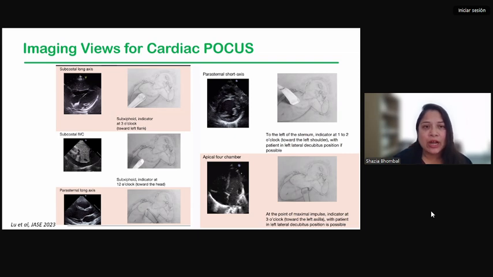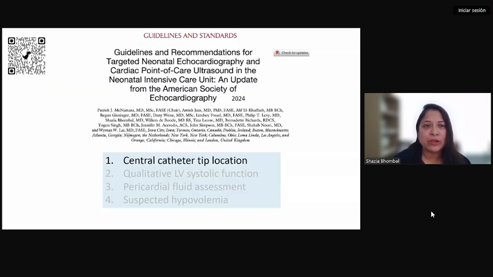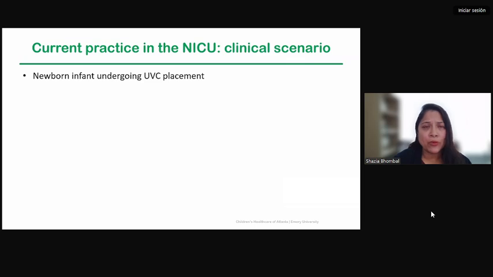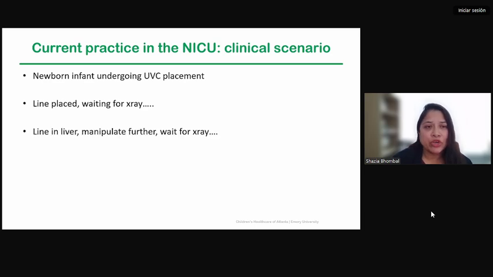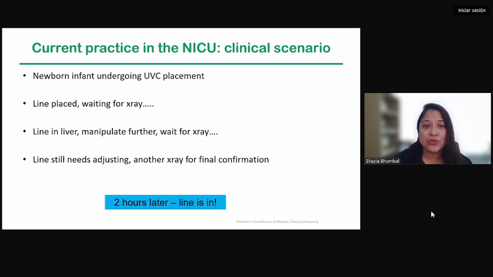So to go over a couple of the different areas and recommendations: central catheter tip location. We've all been in situations like this. A newborn undergoes a UVC placement. The line is placed, and they're waiting for an X-ray. The line is in the liver. You manipulate further and wait further for an X-ray. The line still needs adjusting, another X-ray for final confirmation. And finally, 2 hours later, that line is actually in.